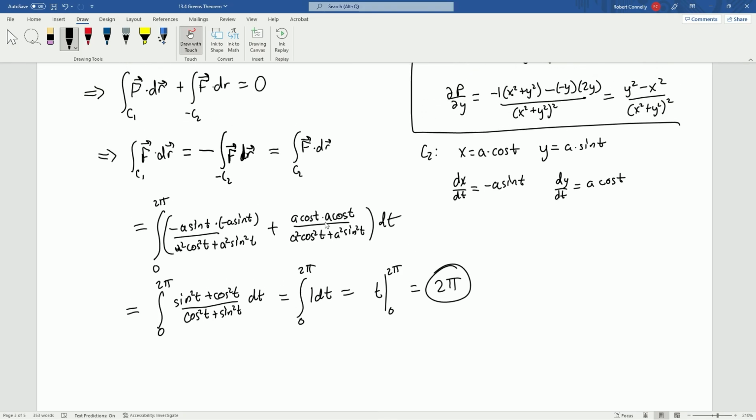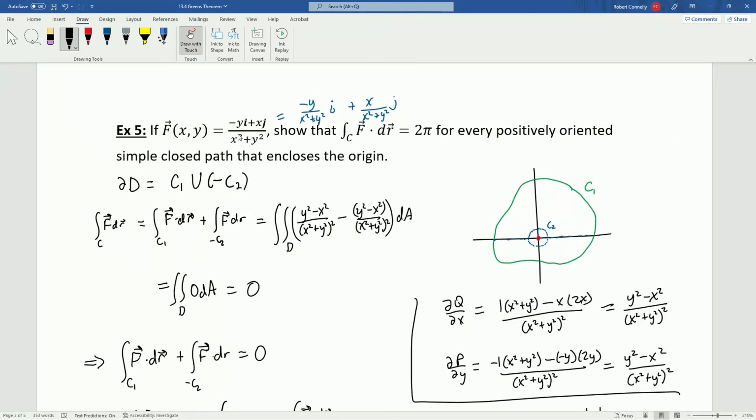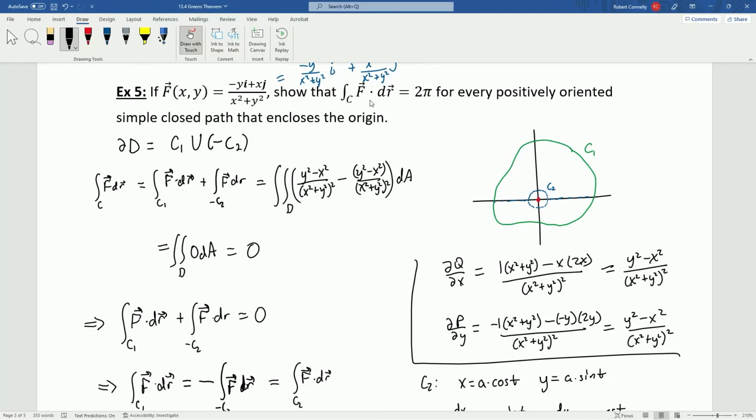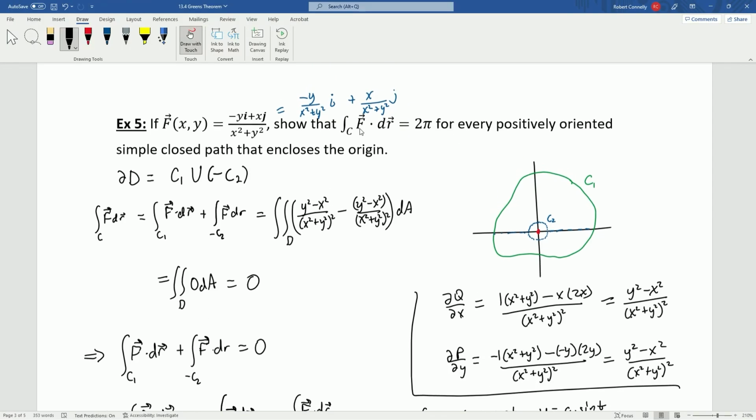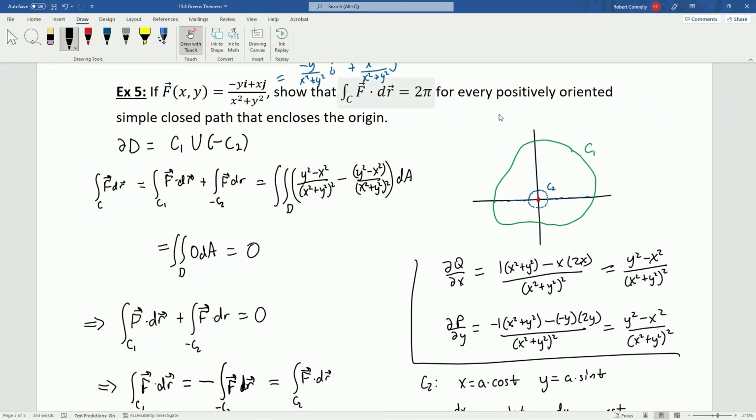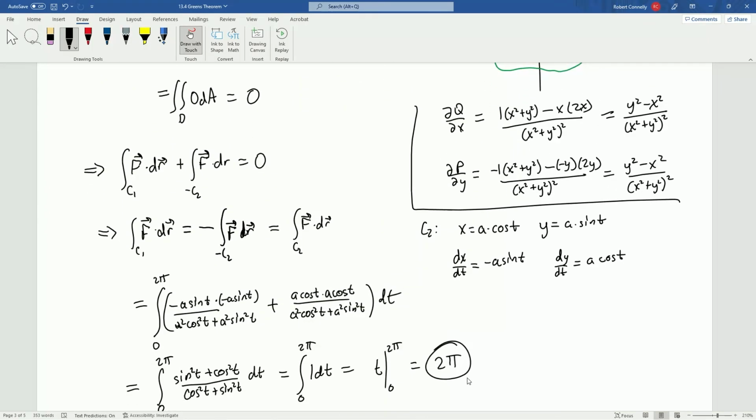So we did it. We showed that when this function is integrated over any positively oriented simple closed path that encloses the origin, you get that the integral over that path is 2 pi.